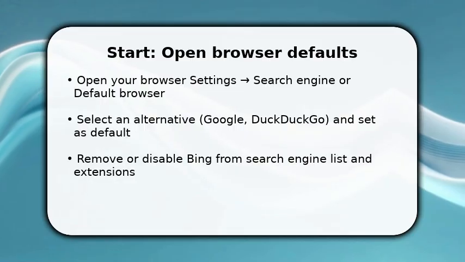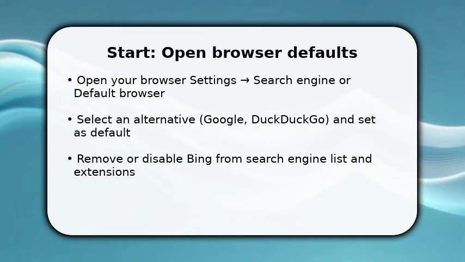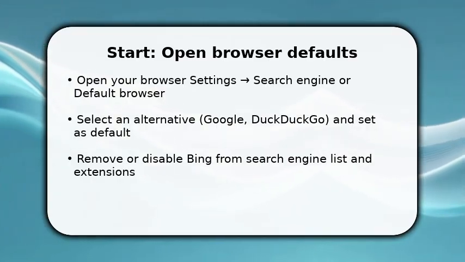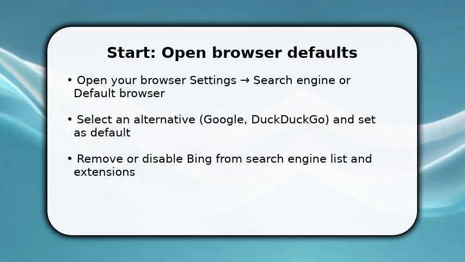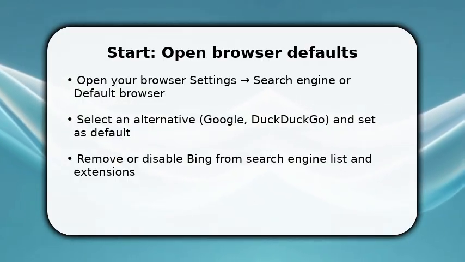Once you set a new default, remove Bing from the list or click Remove. Also open extensions or add-ons and disable any Bing-related extension. You do this first, so subsequent steps will not reassign Bing while you clean other system-level integrations.